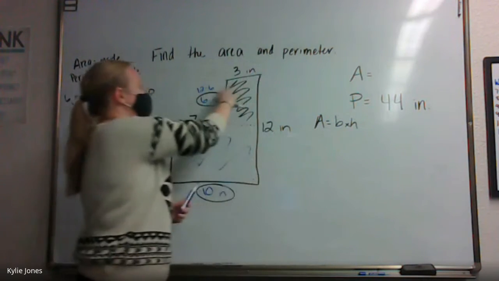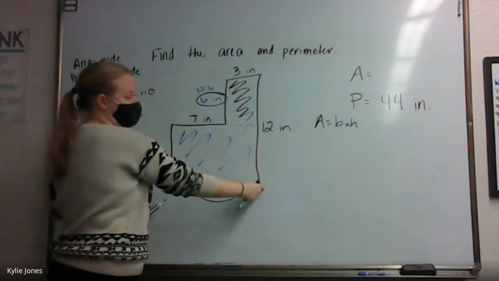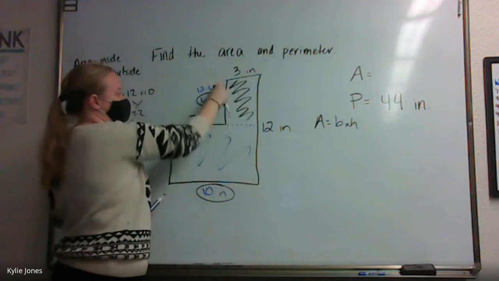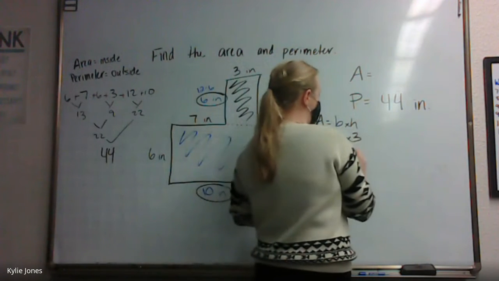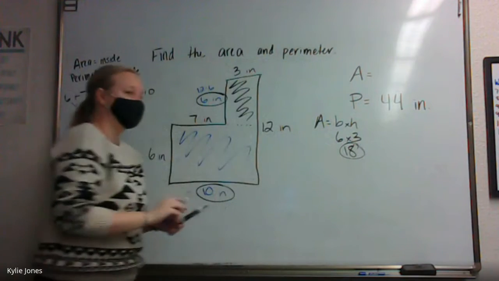Okay, what is the base and the height of this rectangle? 12 would be this whole distance, so we don't want the whole thing. We just want this little part, which is also 6 and 3. So we're doing 6 times 3, which is 18. So the area of the black figure is 18.